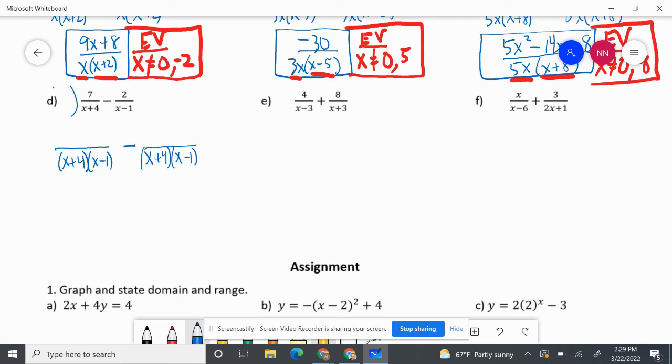So for the first one, we're going to multiply it by x minus 1 because it's missing an x minus 1. For the second one, we're going to multiply it by an x plus 4. 7 times x is 7x. 7 times negative 1 is negative 7. 2 times x is 2x. 2 times 4 is 8.